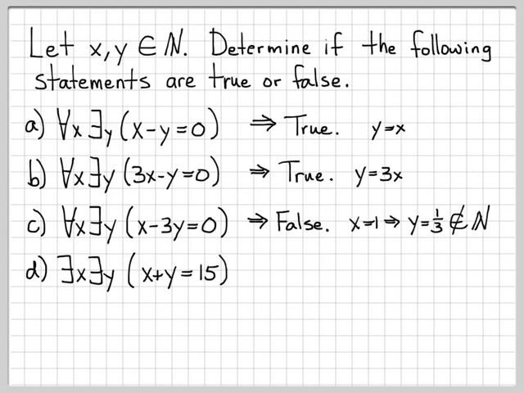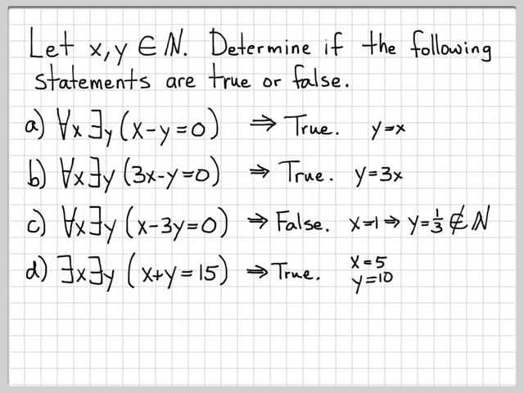D. There exists an x and there exists a y such that x plus y equals 15. So this is an existence proof. We just need to come up with one value for x and one value for y to make this statement x plus y equal 15. Is this true or false? Well, obviously this is true. And it's true in lots of different ways. There's actually a whole bunch of ways I can come up with this.